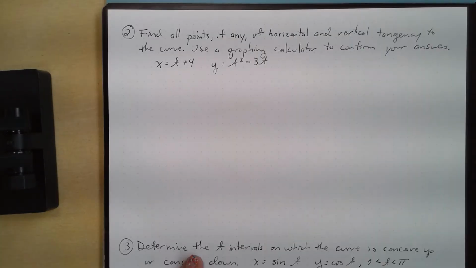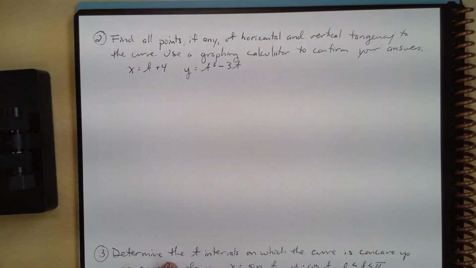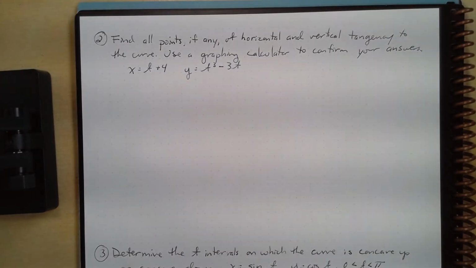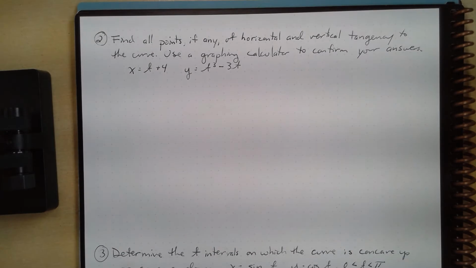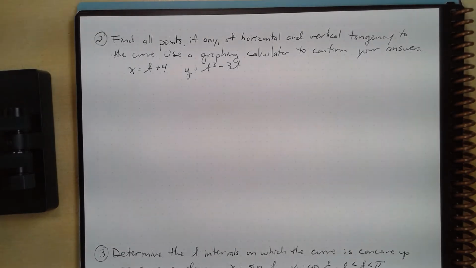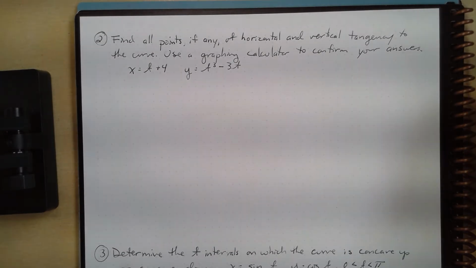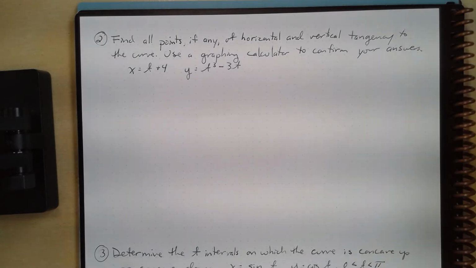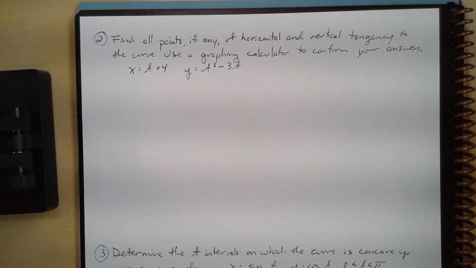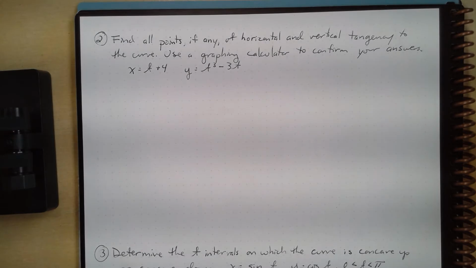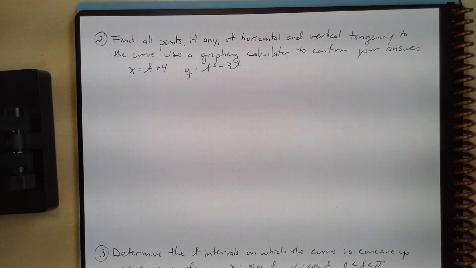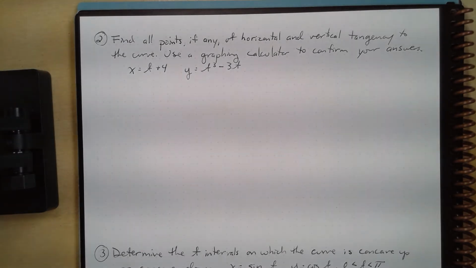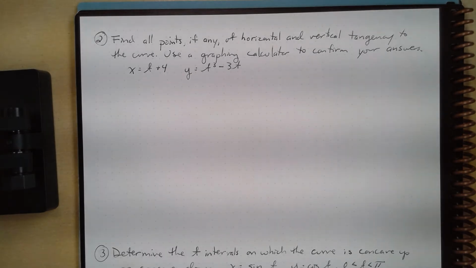Okay, so now we're asked to find all the points, if any, of horizontal and vertical tangency to the curve. And then we could use a graphing calculator to confirm our answers, but I don't know if I'll do that or not. I might. We'll see. So first, if we're going to find a point of tangency, we need to know our derivative. And in order to find our derivative of a parametric equation, we need to find the derivative of just x with respect to t and y with respect to t. So let's do that first.